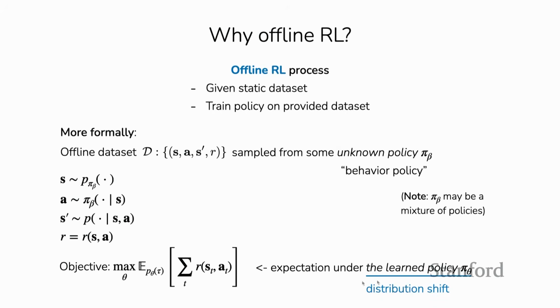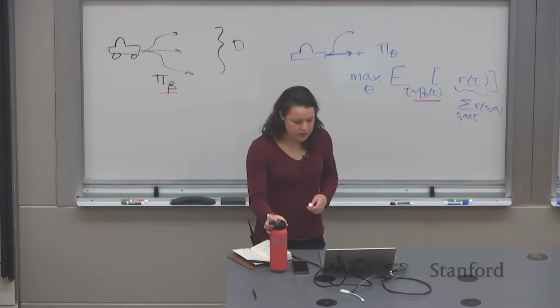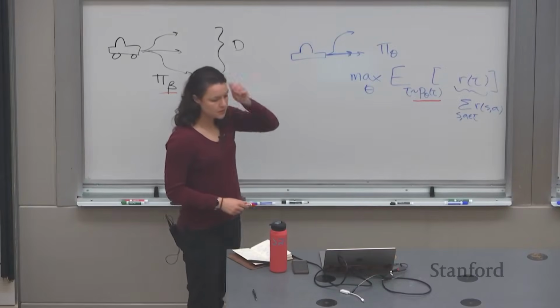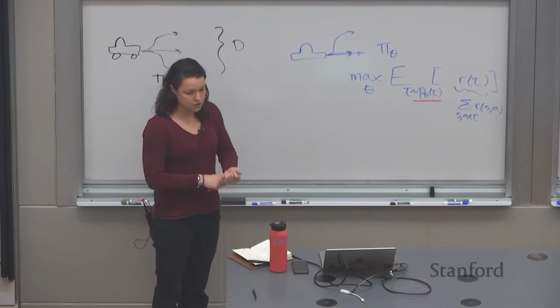So there's this distribution shift because this expectation is under the learned policy rather than under the policy that collected the data. And it's worth mentioning that the dynamics of the environment are going to be constant between the data and the learned policy. So the distribution shift for these trajectories is only caused by the shift in the policy. The question is, if the data set is comprehensive enough, can it turn out that the learned policy and the behavior policy distribution are identical?